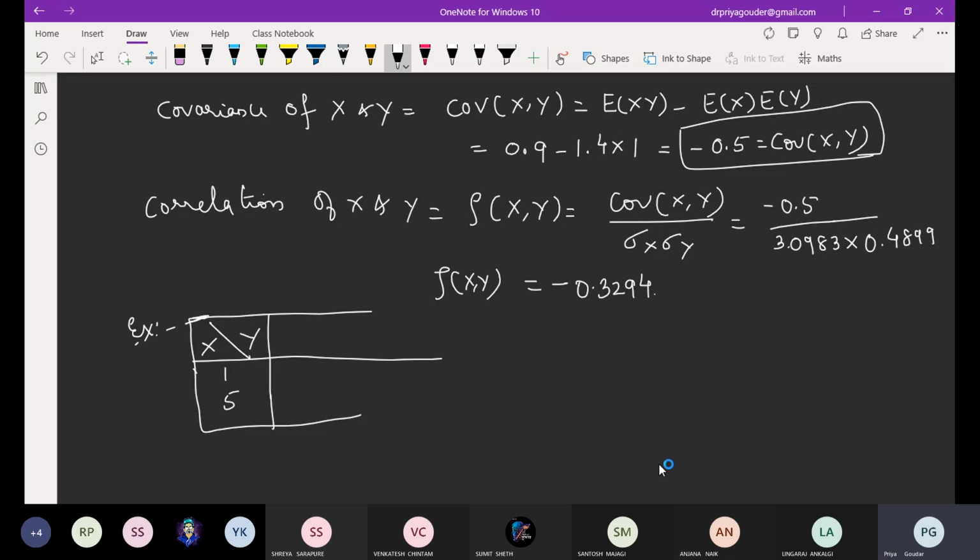X values are 1, 5. Y values are minus 4, 2, 7. Values here are 1 by 8, 1 by 4, 1 by 8. This is 1 by 4, 1 by 8, 1 by 8. Yeah, take this for homework. Try to calculate expectation and all and try to understand the concept.